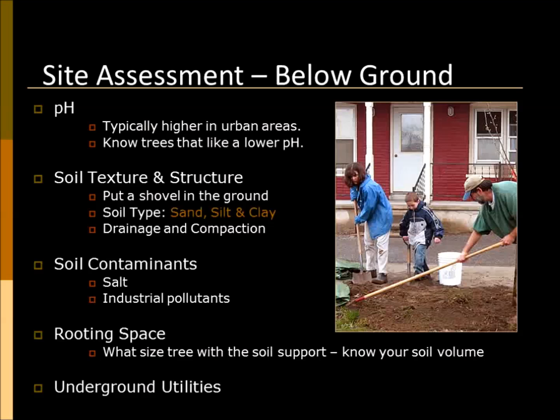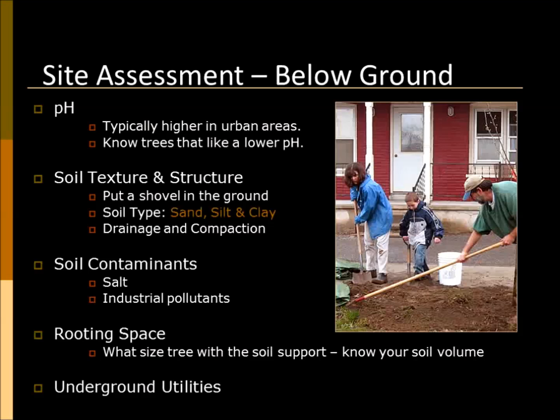Rooting space is very important as well, because that'll dictate how well and how big your tree grows, and if it's going to get stunted, and if so, you can get into decline issues with your trees. So knowing the soil volume is a very important thing, and it really comes into play when you're in the heart of your community in the downtown, where you're looking to plant trees in spaces in the sidewalks.